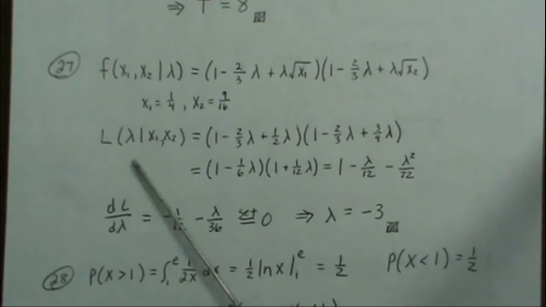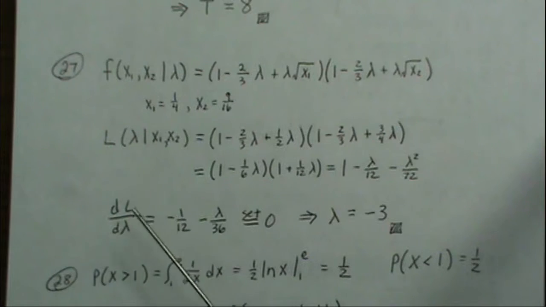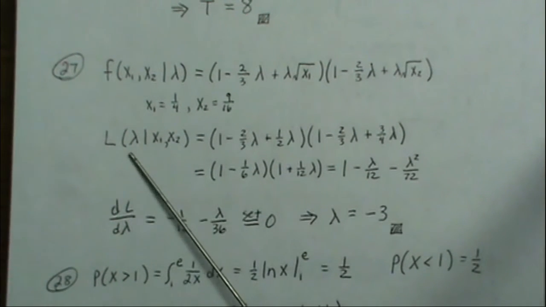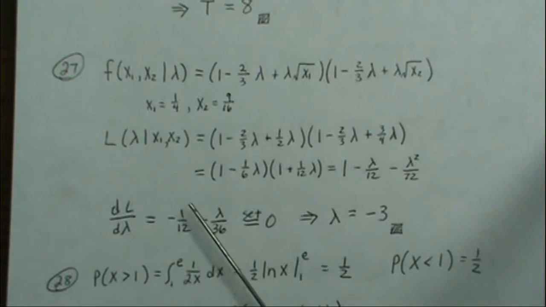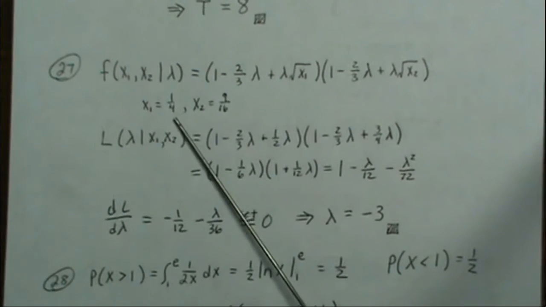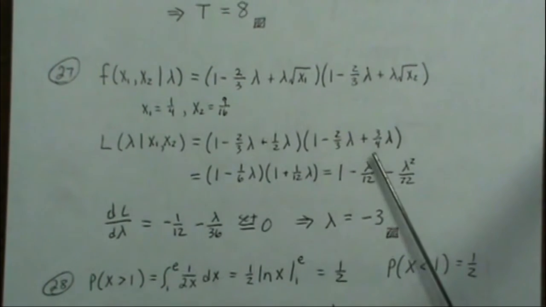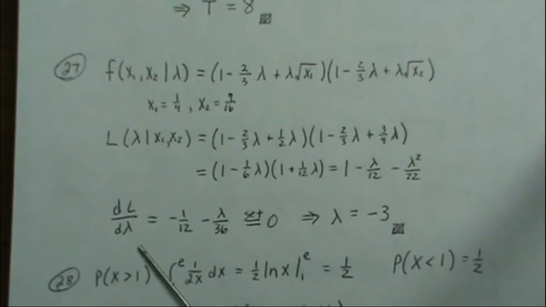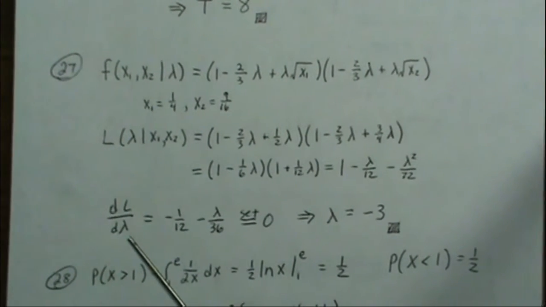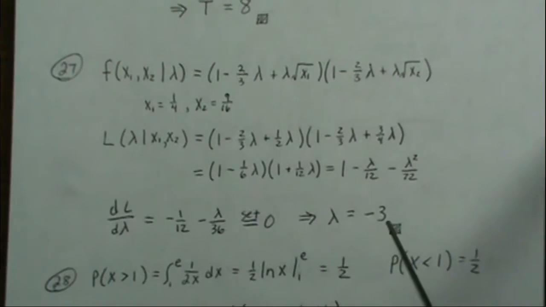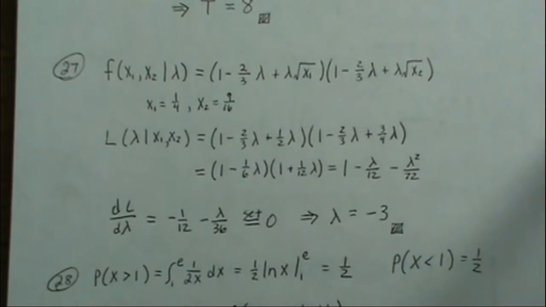Here, in the likelihood we think of lambda as the variable and the data as fixed, and we're going to find the value that maximizes that. So we plug in our x1 and x2, simplify it, and we get this. Now we need to take the derivative of that. The derivative of this, which is this, we set to 0, which implies lambda is equal to -3.